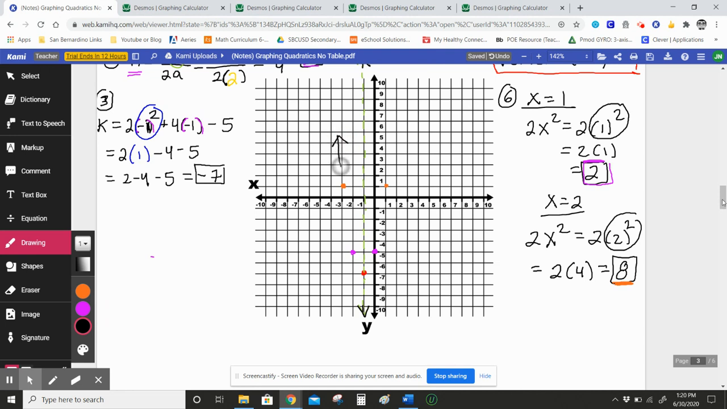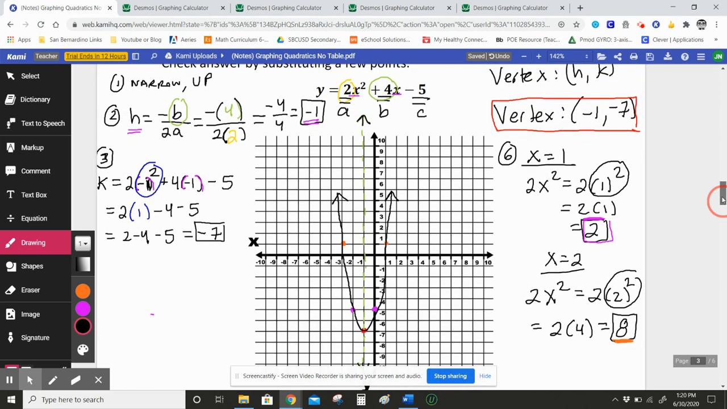So my final graph of the parabola is this graph right here. Try to make it as curvy as you can. It should look kind of like a letter U. Let's see if our hypothesis is actually true. We said in the beginning that it's going to be a narrow parabola, so it's kind of skinny, and it kind of is. And it's going upwards. So it does fulfill all the requirements that tell us we graphed it right.